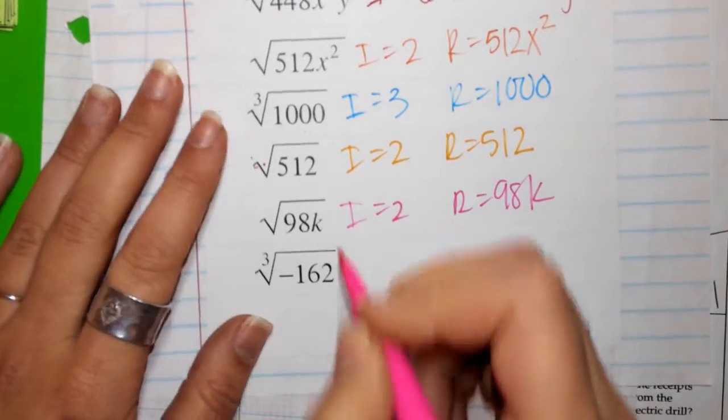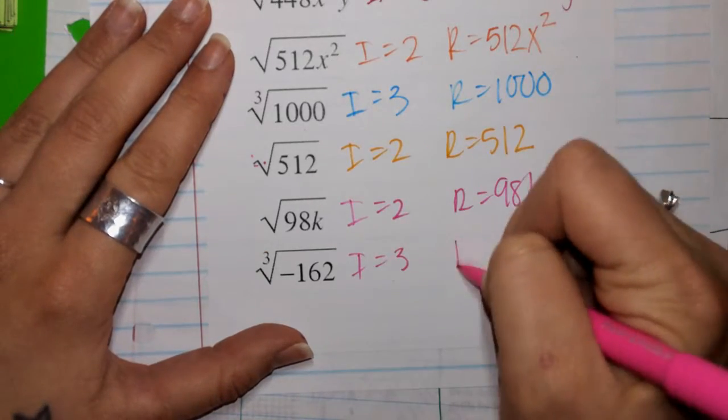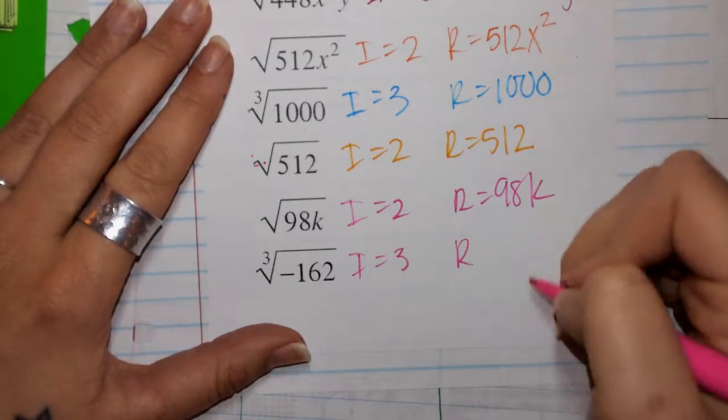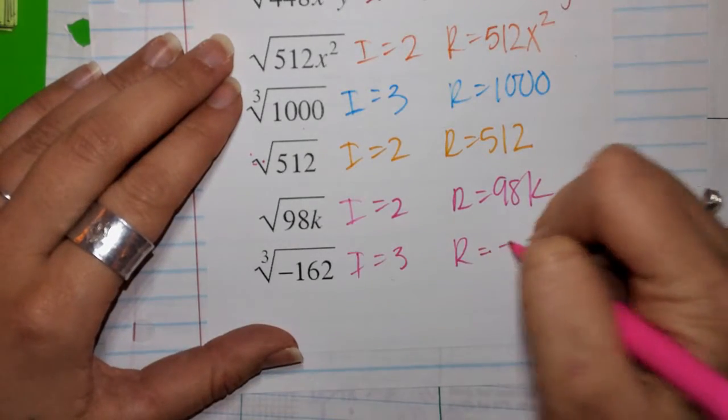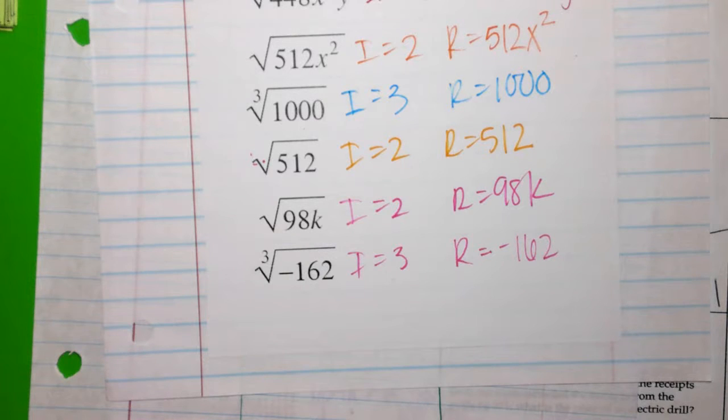Last one. All right, Adriana. The index is 3, and then the radicand is negative 100. Look at you go. Same point? Yes, take a point.